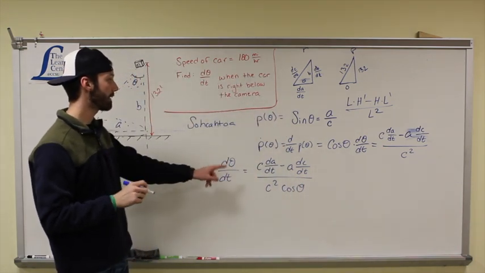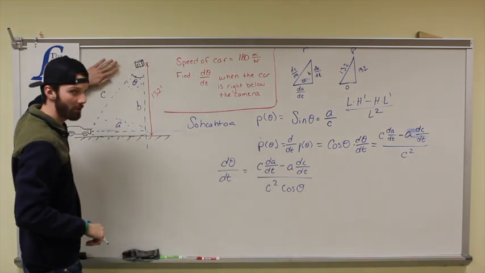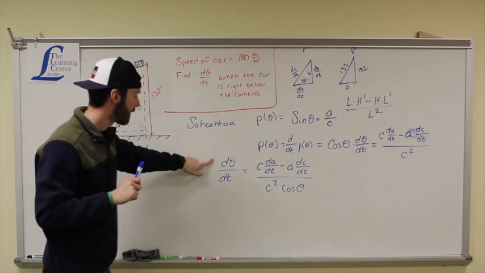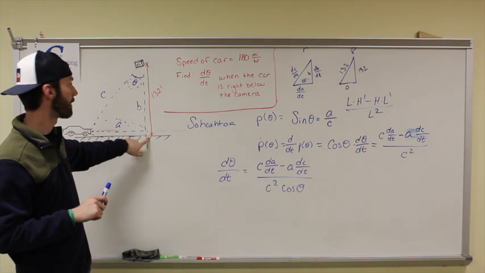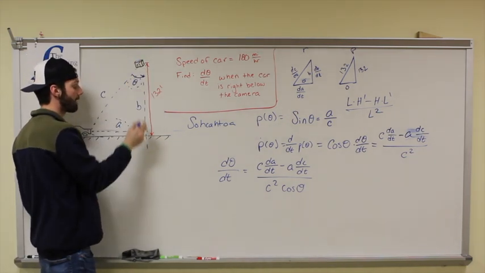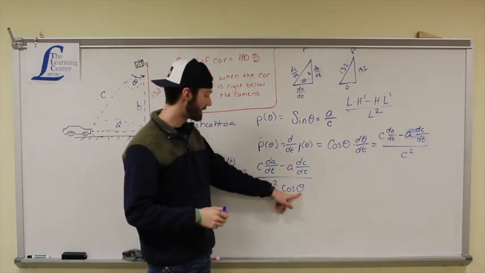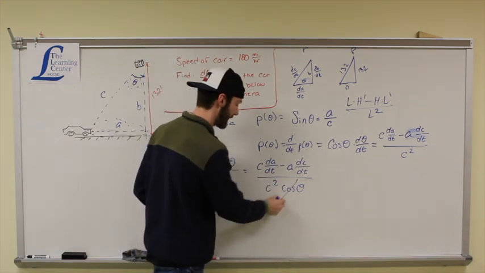Okay, now we have to fill in information that makes this equation relevant to our situation. We wanted to find out the rate of the angle with respect to time when the car was right below the camera. The angle the camera is going to have pointing down here is going to be 0. So we're going to plug in 0 for θ. Cosine of 0 is 1, so this term is going to cancel out.